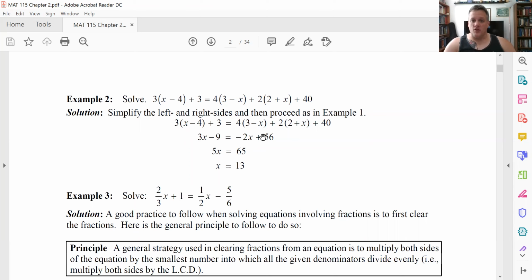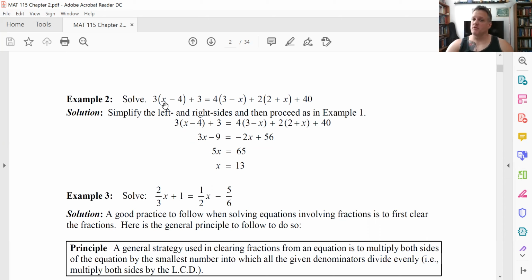At this point, you want to choose a side to make the x's go on and the constants on the other. I'm going to move the minus 2x over to the left by adding 2x to both sides. And I'm going to add 9 to both sides to move that negative 9 over. The minute I do that, I get 5x equals 65. And so now if I divide both sides by 5, I get x equals 13.